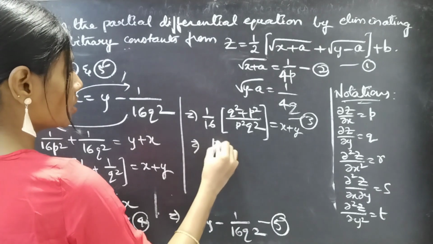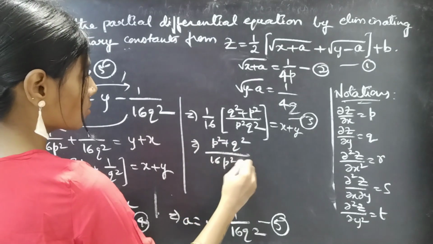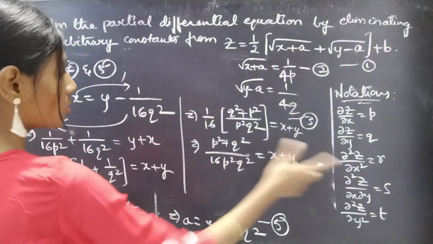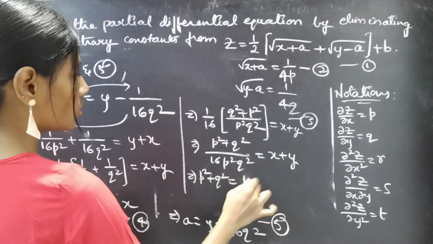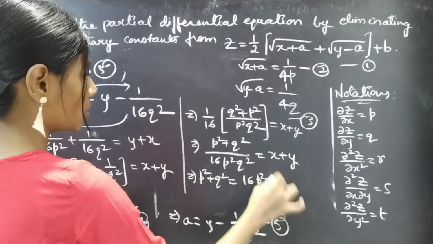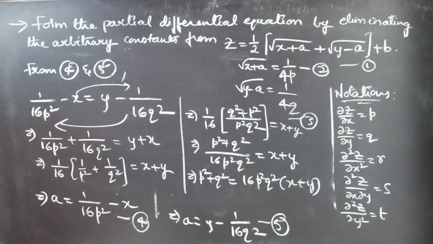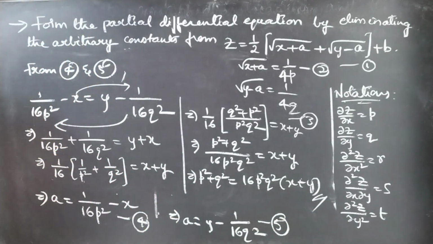We can write this as p square plus q square by 16 p square q square equal to x plus y, right? Now take this term to RHS, you'll get p square plus q square equal to 16 p square q square into x plus y. See, it does not involve any arbitrary constants, right? It is a required partial differential equation. Now let's see the shortcut.